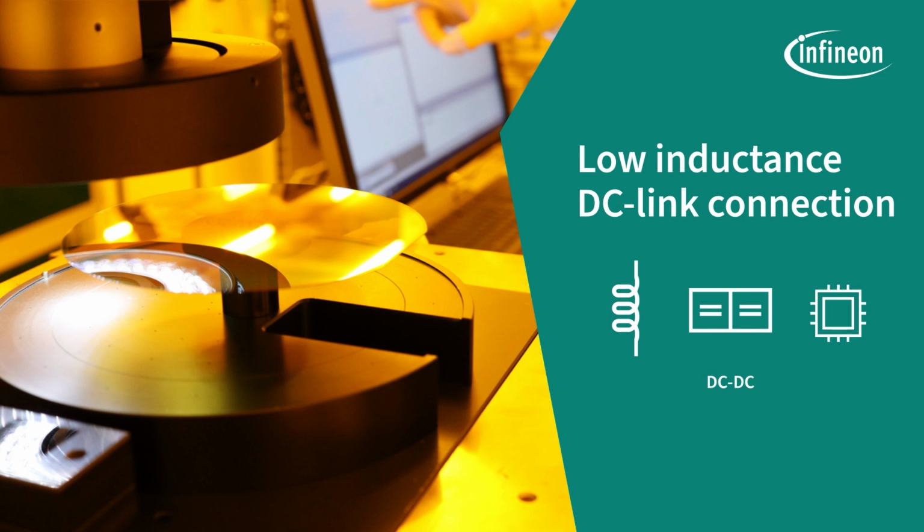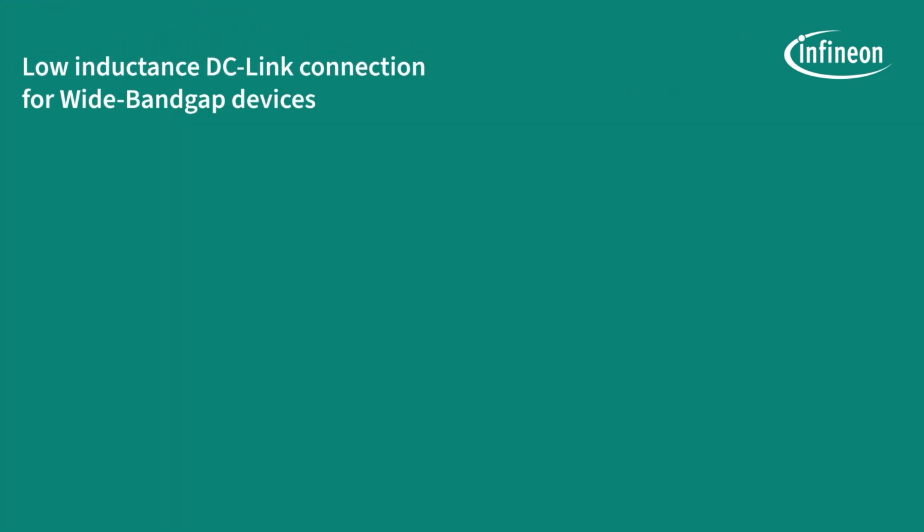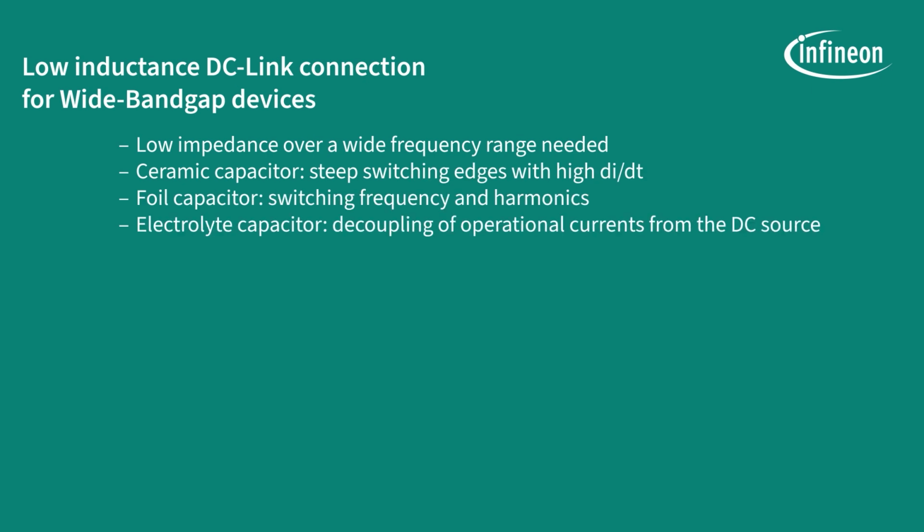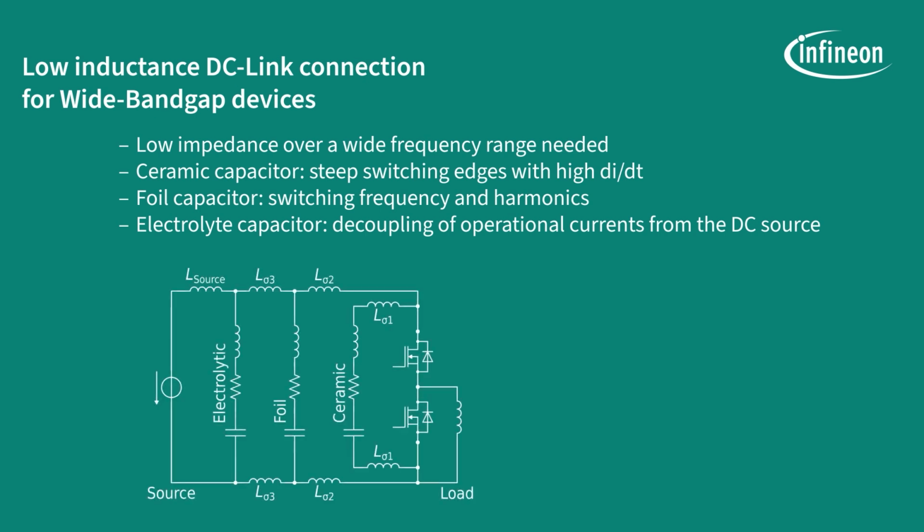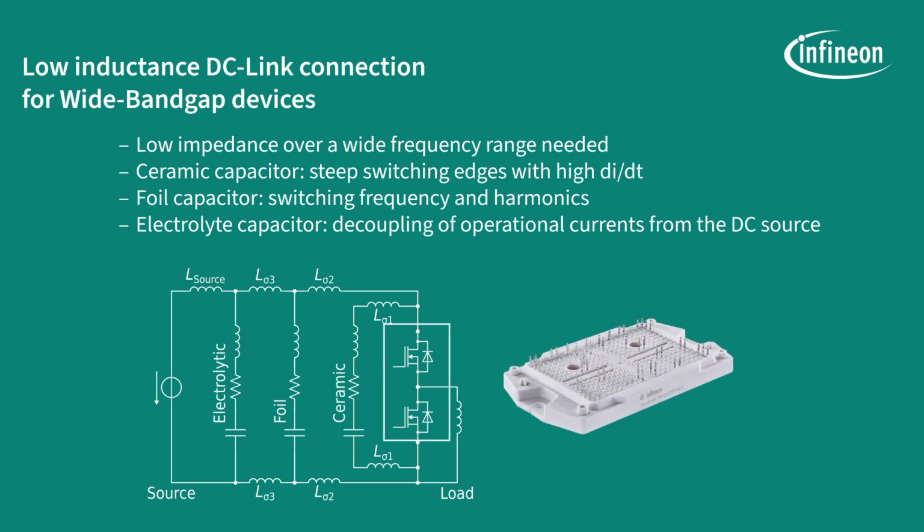When dealing with advanced power electronics like wide bandgap devices, it's crucial to maintain a consistently low impedance across a broad range of frequencies. In cases where the impedance of the capacitors increases above the resonance frequency due to the parasitic inductance, the high switching frequencies and edge steepnesses require a low intermediate circuit impedance over a wide frequency range. You can achieve that by connecting different capacitors in parallel.